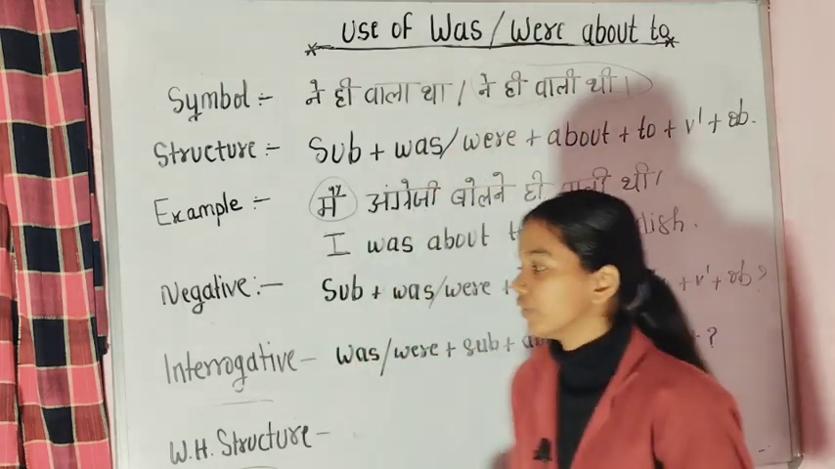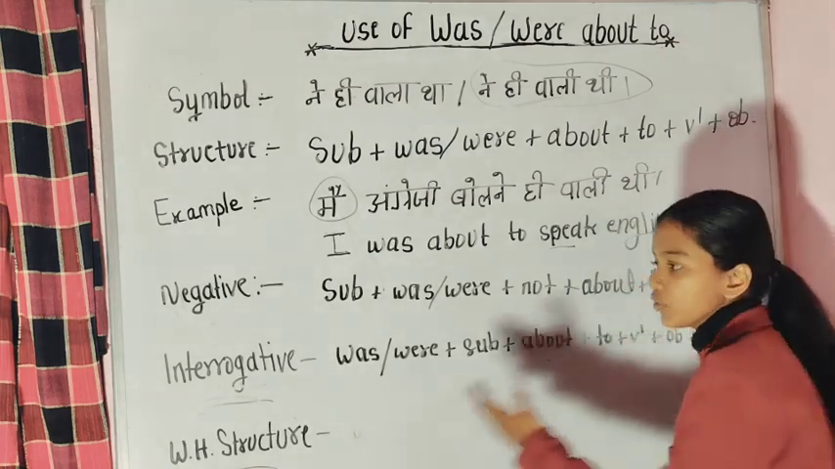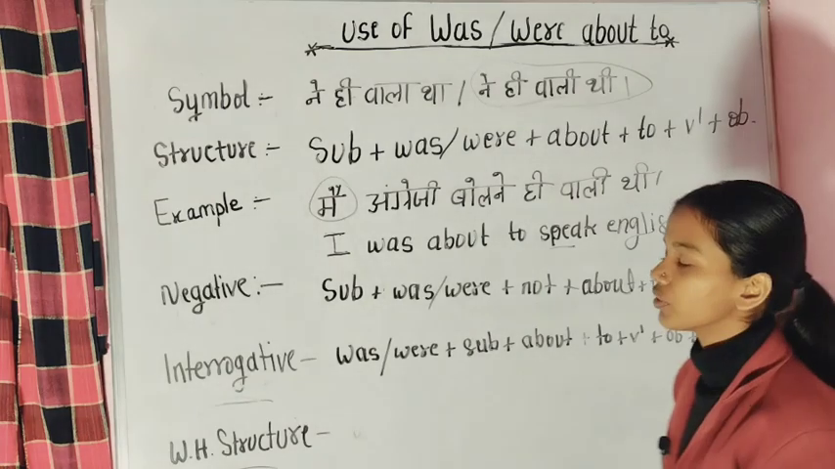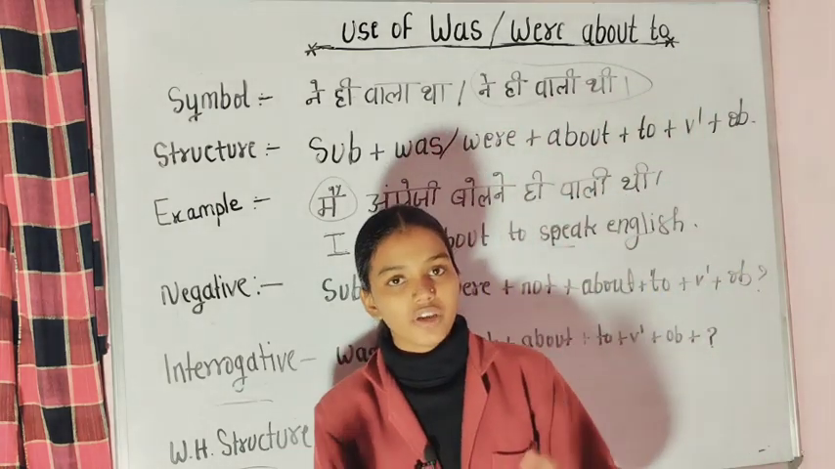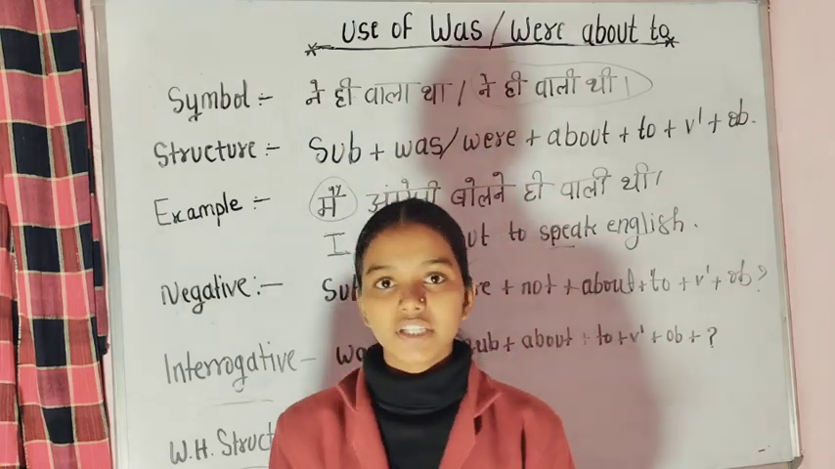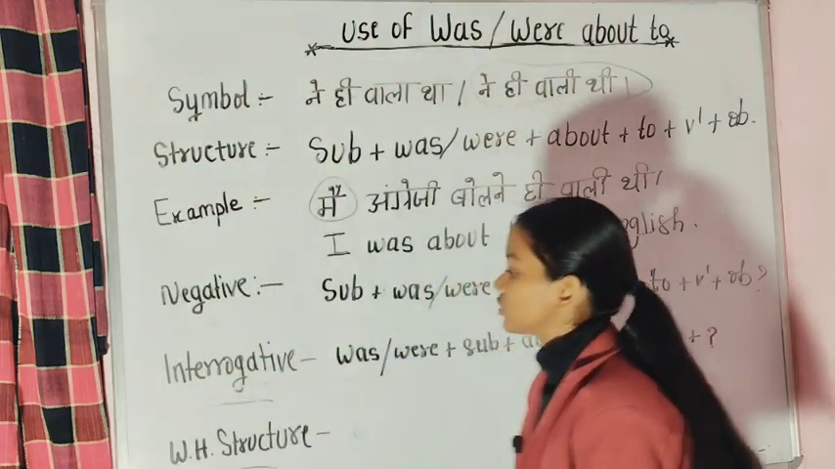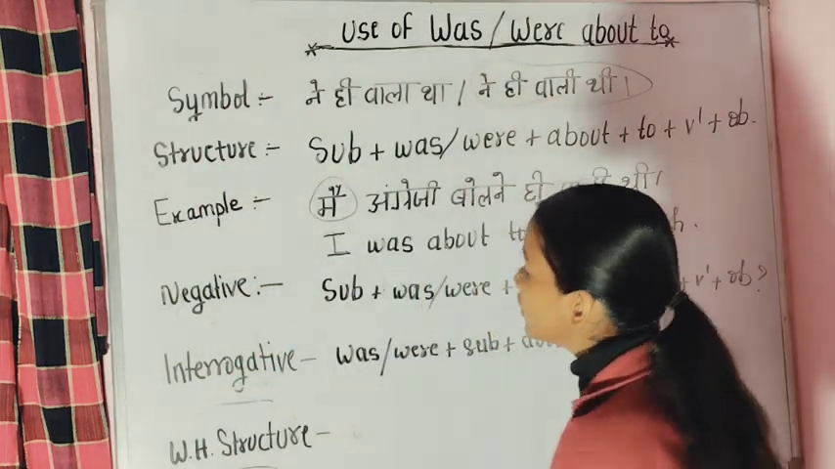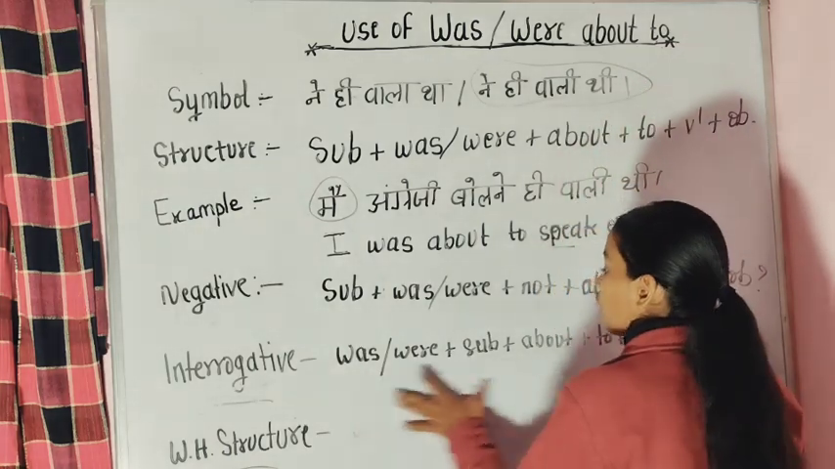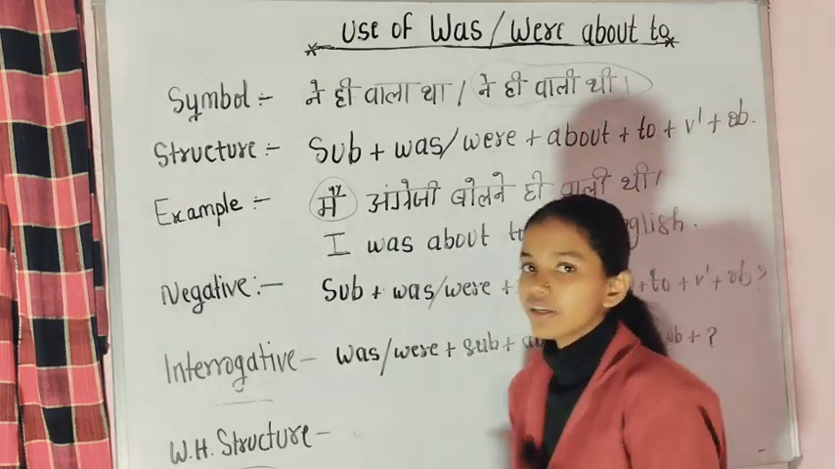So we have to write the structure of interrogative. So I am writing here. You can see on the board what is the structure. Was/were plus subject plus about plus to plus verb 1 plus other object plus question mark. Okay, we have to never forget the question mark. So we have to make an example to understand this formula, to understand this structure. So I can take a simple example.